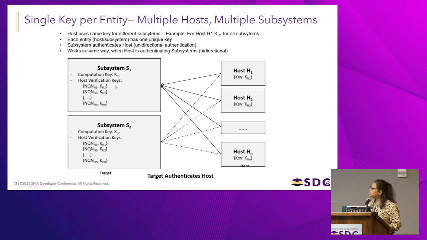So these host verification keys are nothing but the keys of each of the hosts. So if host H1 is provisioned with KH1, subsystem S1 will have KH1 and also the NQN of this host, right? Since it's single key per entity, all the hosts are configured with one unique key, and the subsystem, since it has to verify all these hosts, will have this list of all the host keys mapped to their NQNs. The same way, subsystem 2 also will have its computation key, which will be used in bidirectional authentication, and all the host verification keys.